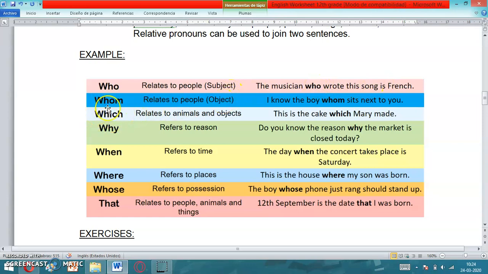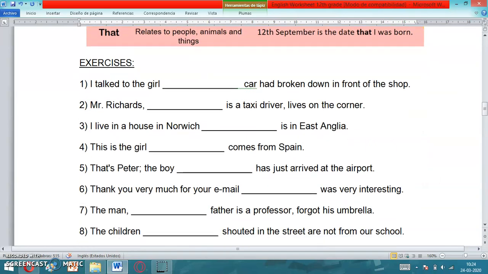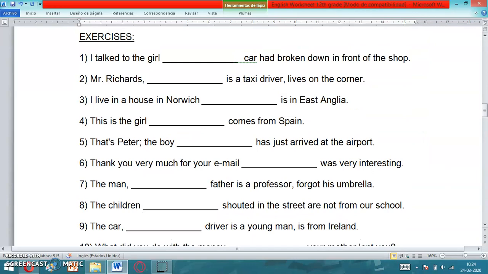We can also replace which. This is the cake that Mary made. Okay? We can use that, replacing who and which. Only those. Here we have some exercises.